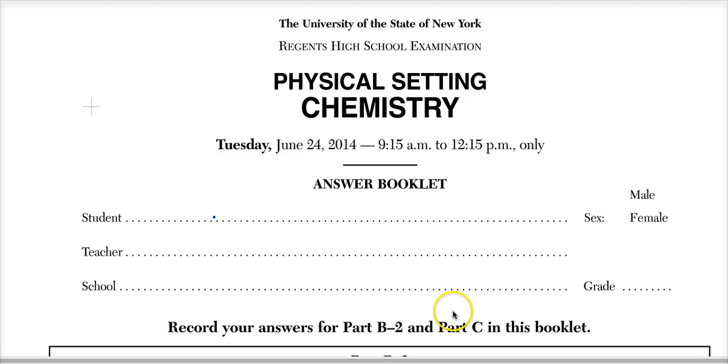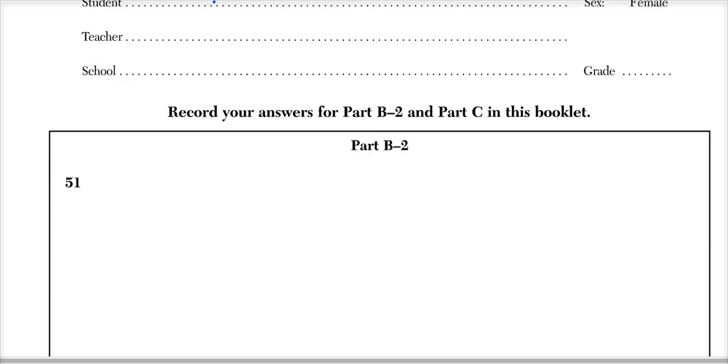This is a review of the June 2014 Regents Chemistry exam. I am going to review all the questions of the Part B2 and Part C, the free response section if you want to think of it that way, of the Regents Chemistry test of June 2014. So let's get started. Right now you're looking at the answer booklet where your answers would go, since this is a free response section. It's open-ended and you're going to put these responses.